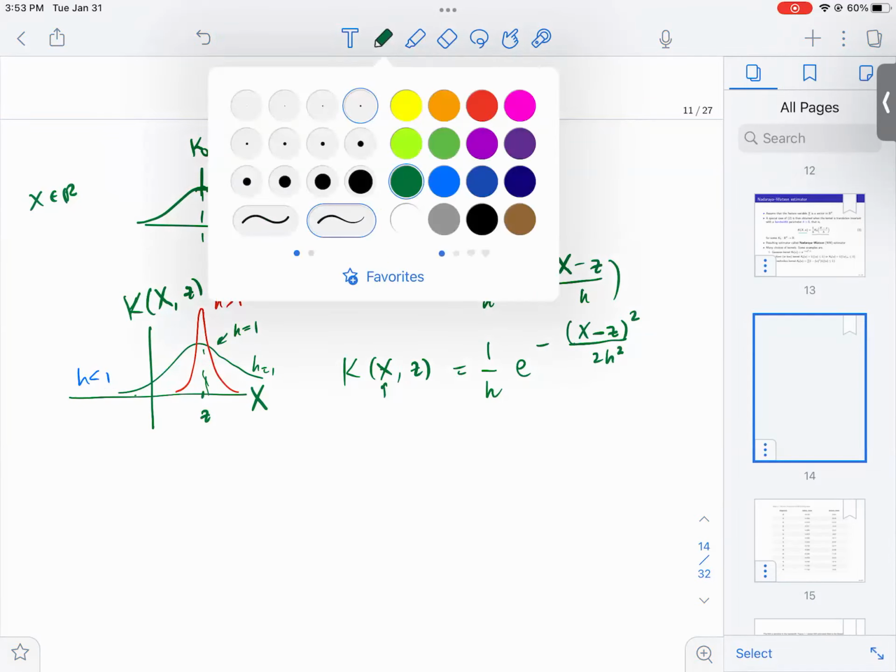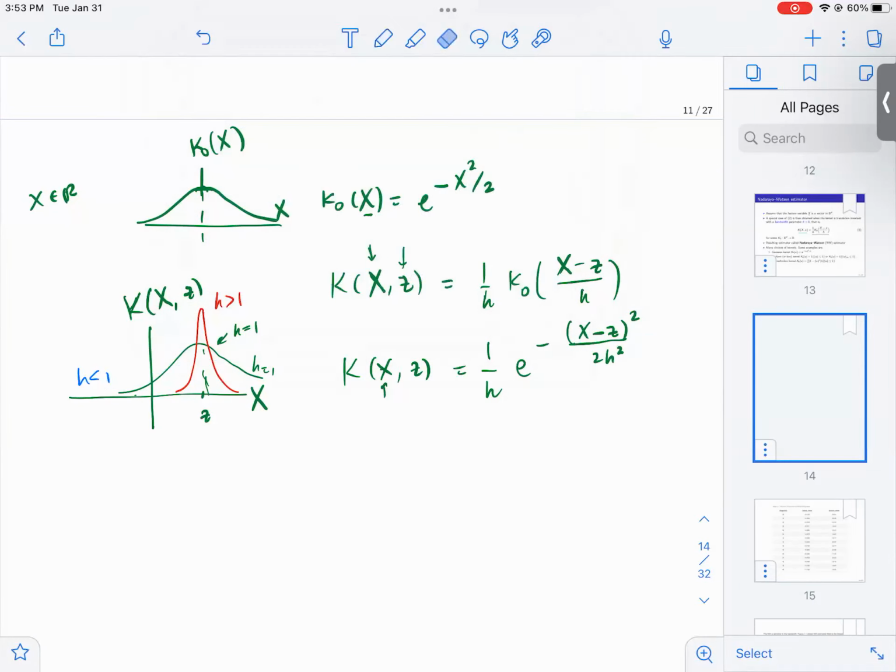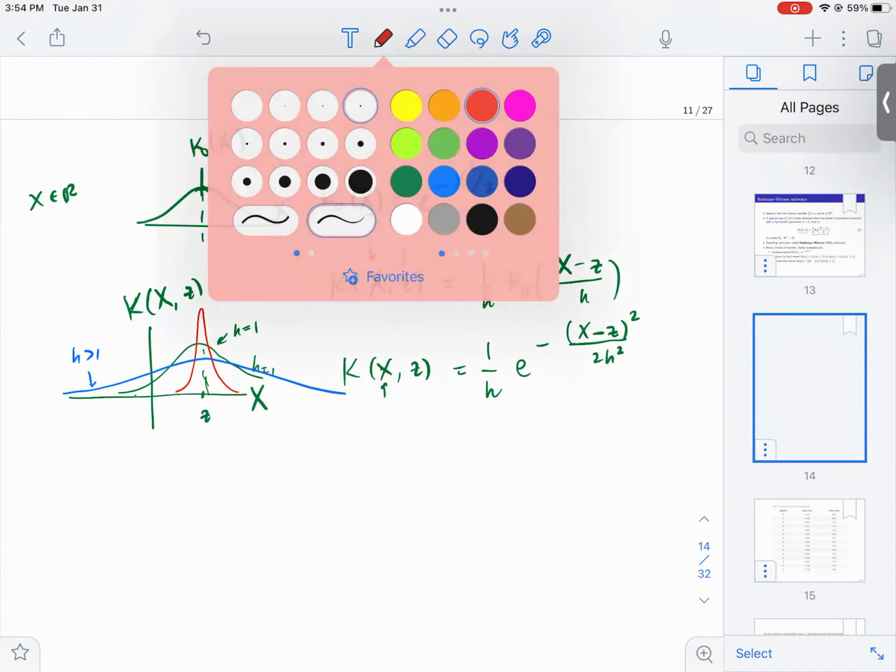Okay. Sorry, the other way around. It's going to be maximized here, but this is h less than 1. Sorry, this is, okay, bigger than 1. This is h less than 1.